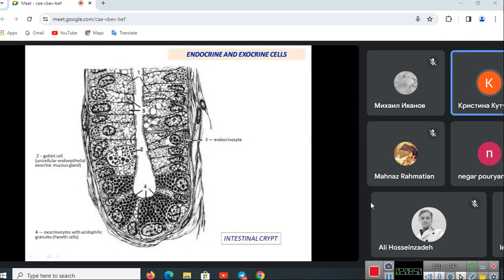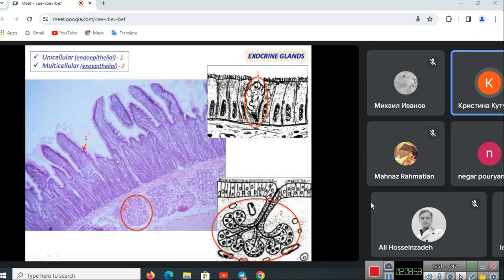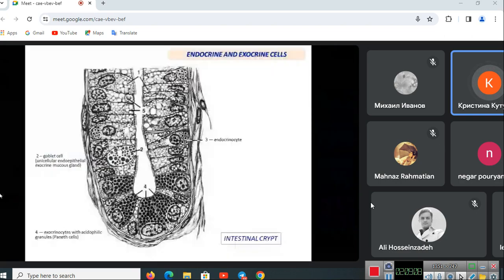So this is the intestinal crypt. What is a crypt? Once again, the crypt is located here. So these are crypts. They are long invaginations of epithelium. And here you can see the epithelium which lines the crypts. It lies upon the basement membrane. It is located here. Below the basement membrane there is loose connective tissue here, and we can find here exocrine and endocrine endoepithelial glands.